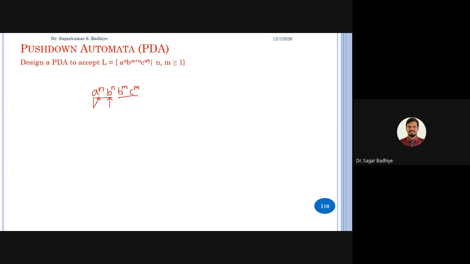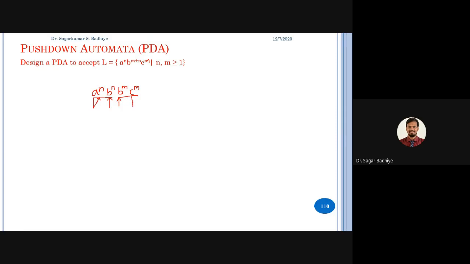When you start reading the first B in B power M, there won't be any A on the stack because it would be the start of this B section. You will have only Z0 on the stack, and B will be the input. So with B and Z0 in Q1, you will push a new symbol on the stack, or you can push A itself. But here we want to match this, so you can push a B. When you read the first B from these M B's, you will push a B on the stack. When you read the second B, you will again push a B, and the third B, you will again push it on the stack. Then, after reading all these M B's, there would be M B's on the stack, and you will start reading C.